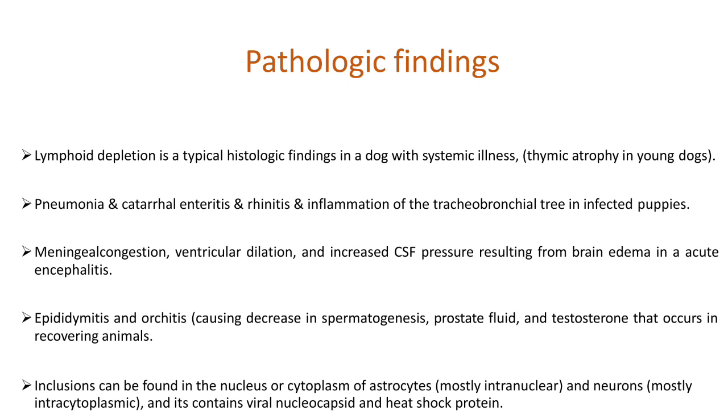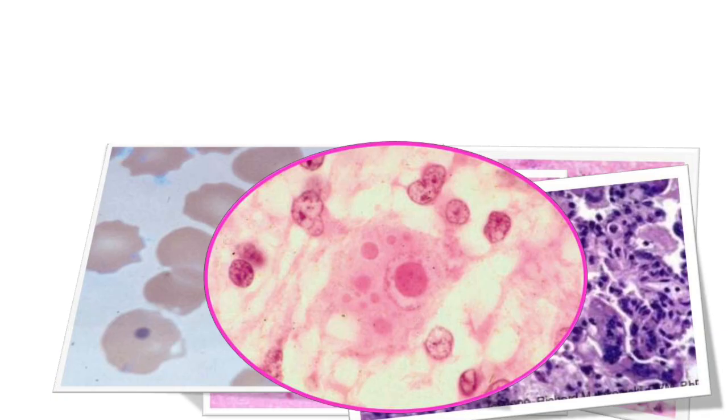Inclusions can be made in the nucleus or cytoplasm of the astrocytes, mostly intranuclear, and neurons, mostly intracytoplasmic, and they contain viral nucleocapsids and heat shock proteins. Here is the histopathological sign of the canine distemper virus.